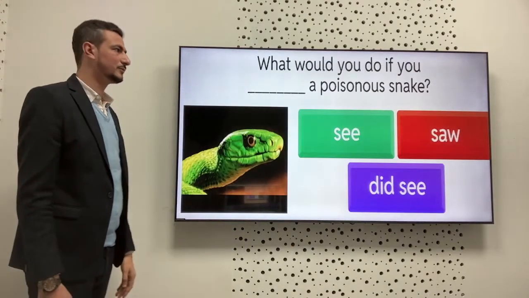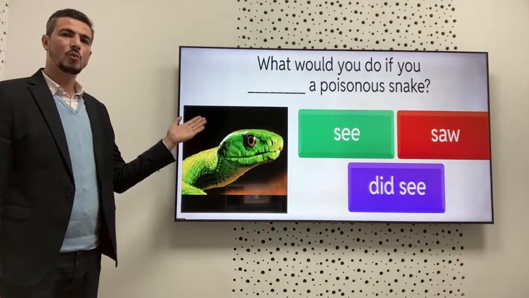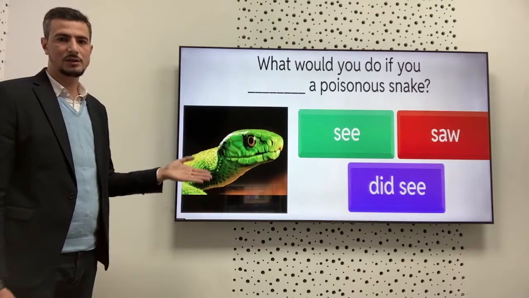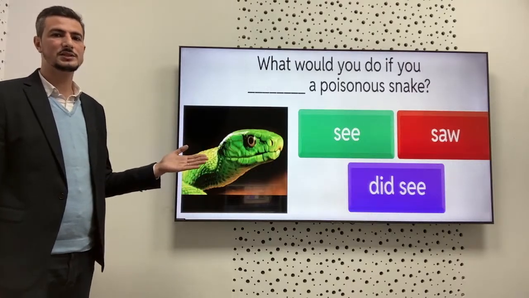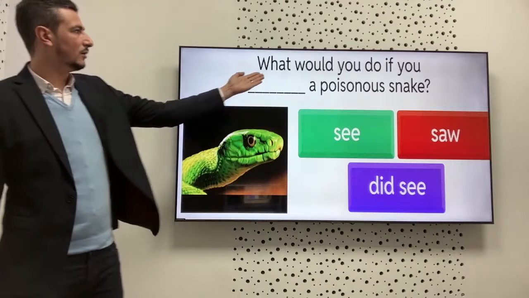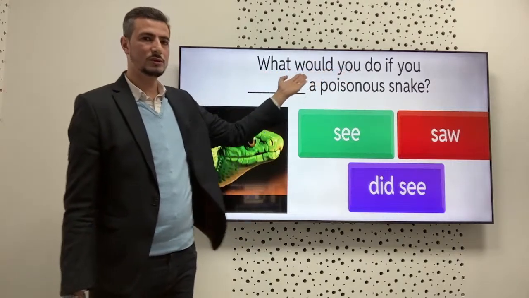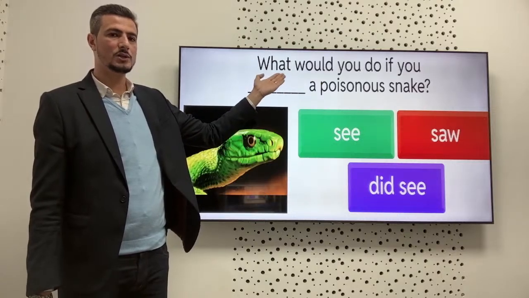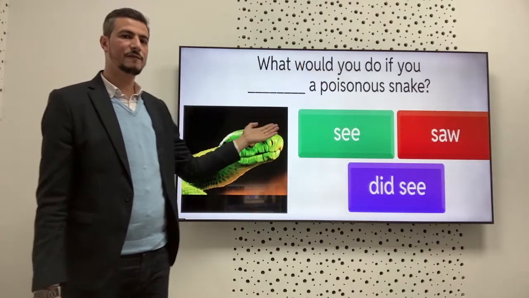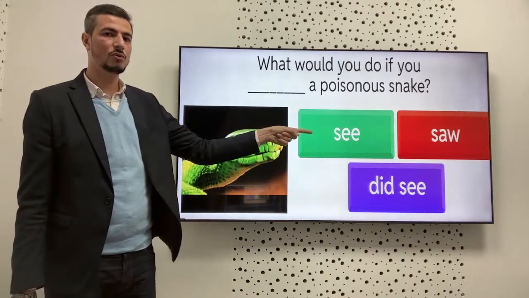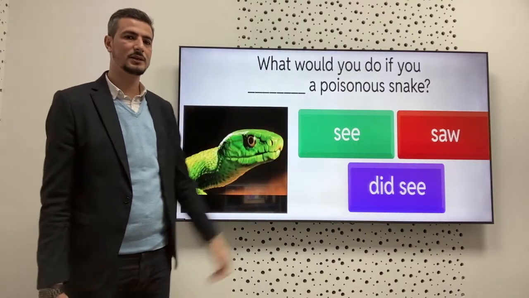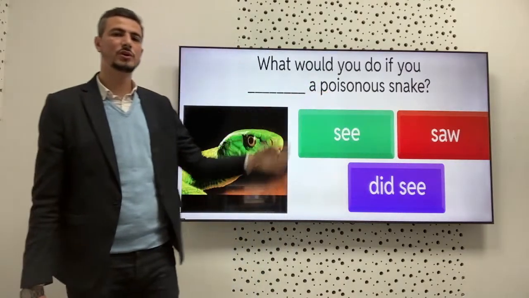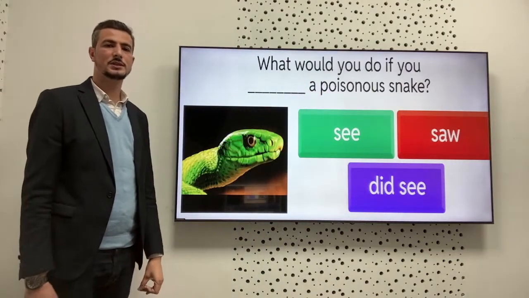The third example, this is a question. What would you do if you saw, or did see a poisonous snake? This is the structure of the second conditional. What would you do if you see or saw? Which one is simple past? Of course, it is saw. So what would you do if you saw a poisonous snake?